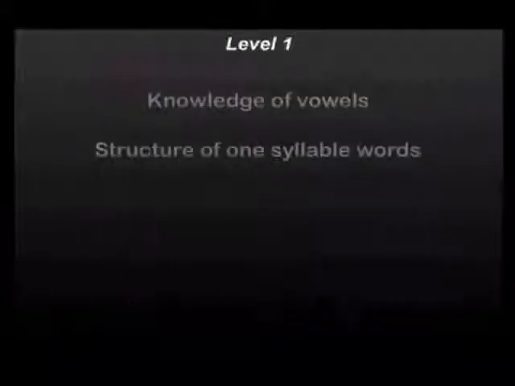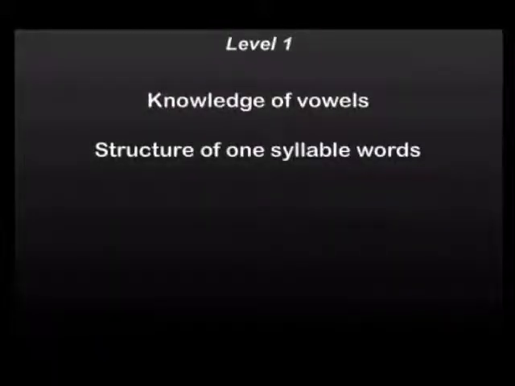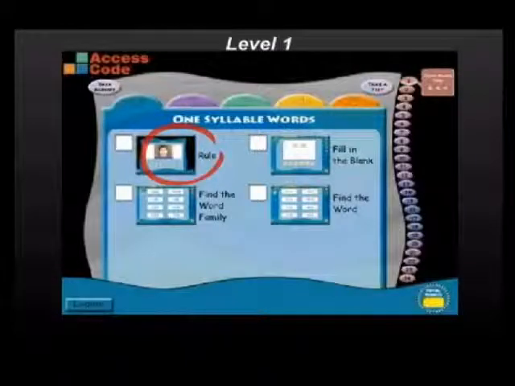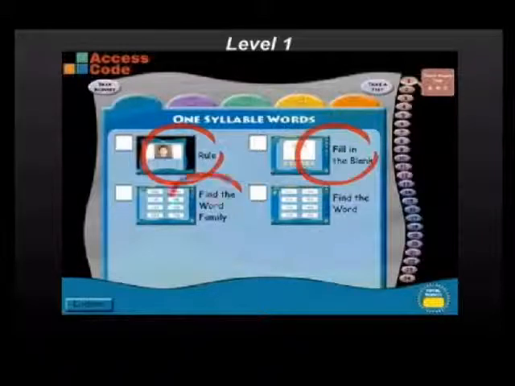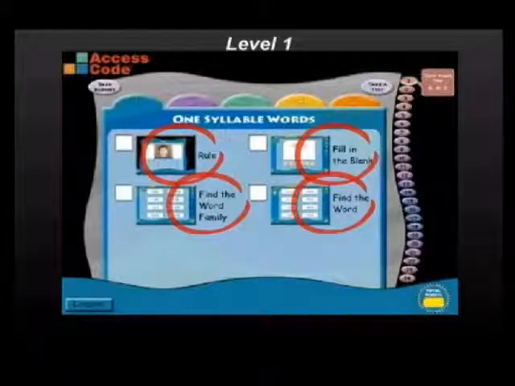The objective of Level 1 is to acquire knowledge of vowels and the structure of one-syllable words. This level includes the introduction of a phonics rule. The student works on 3 tasks: fill in the blank, find the word family, and find the word.